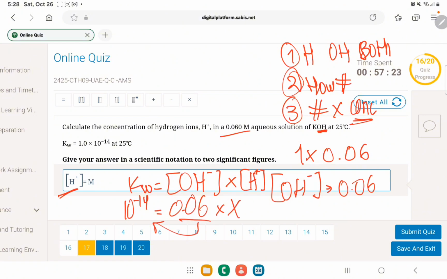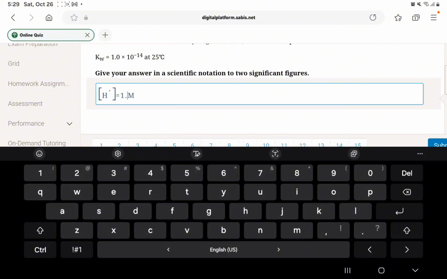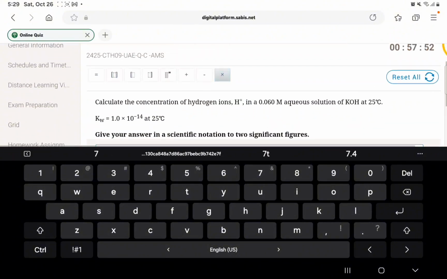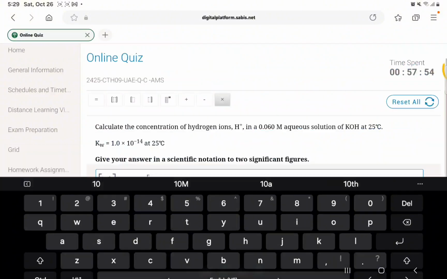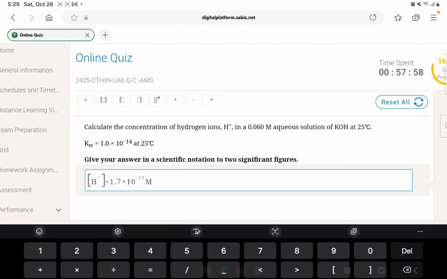We put that on the other side, and we get 1.7 times 10 to the power of negative 13. Again, it's 1.666, but we need to round it because it's two significant figures. So 1.7 times 10 to the power of negative 13. No, 13, my bad. 13.